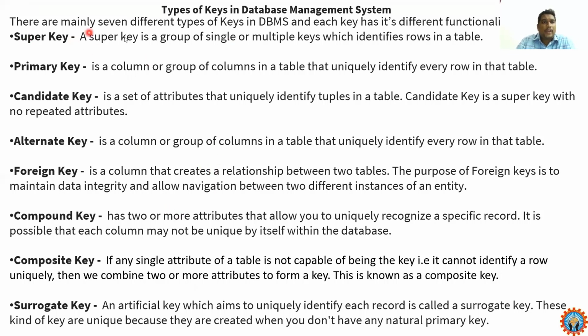Next, we have 7 different types of keys in DBMS, and each key has its different functionality. Among the 7 keys, 2 keys we already discussed: the primary key and the foreign key. So we have only 5 types of keys remaining. These types of keys are used theoretically, not practically.